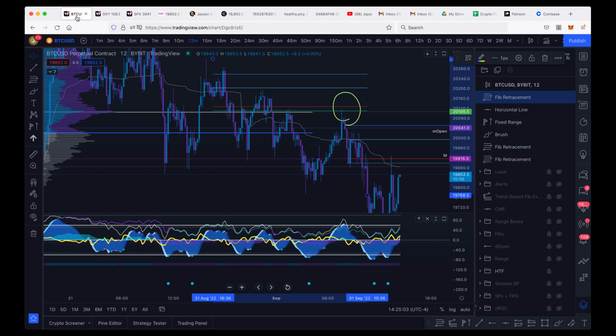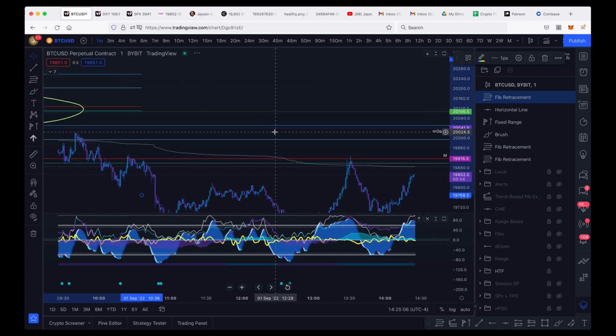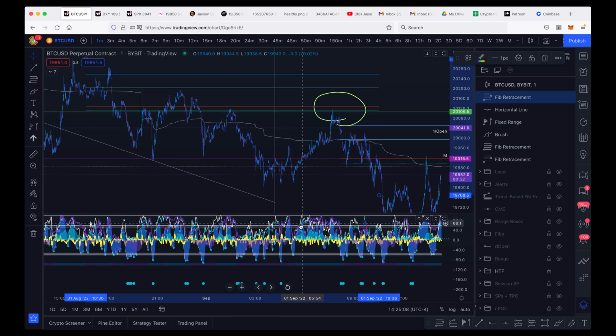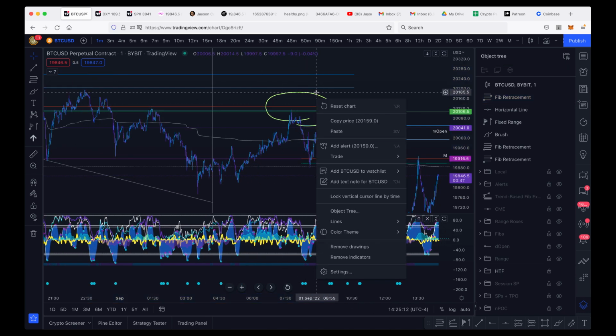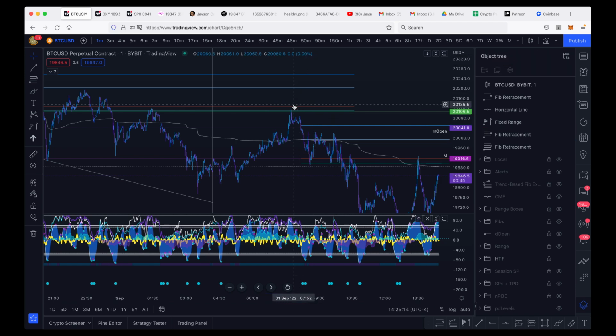When we came up to here, we saw our confirmations. We saw the money flow getting lower on these lower time frames. We saw bearish divergences, okay? And so that allowed me to get into the short from up here.